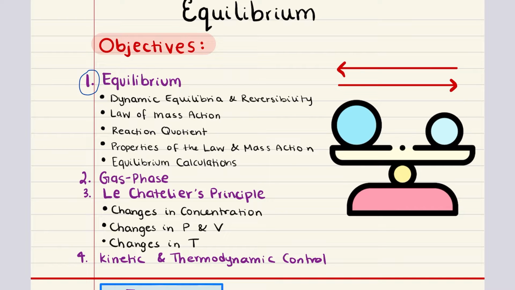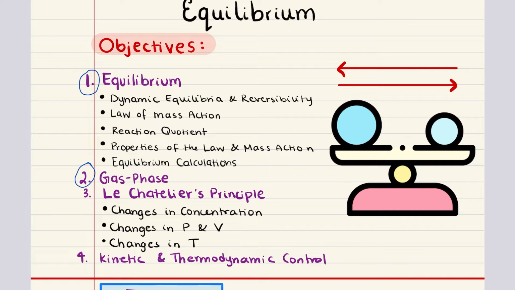For that, we're going to need to define, understand, and learn to calculate the equilibrium constant expression for a reaction. Finally, we will discuss how to determine the sign for change in Gibbs free energy and the direction of a reaction given the equilibrium constant. Then the second objective is titled gas phase.